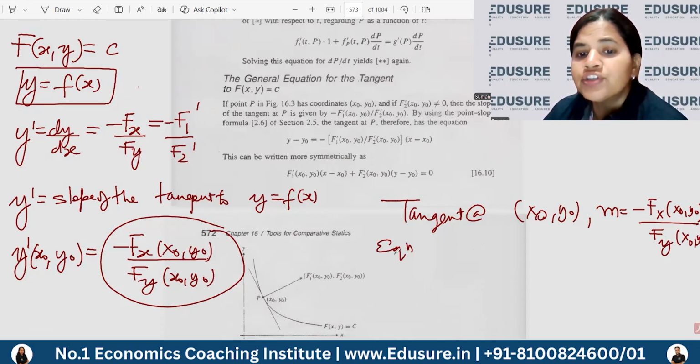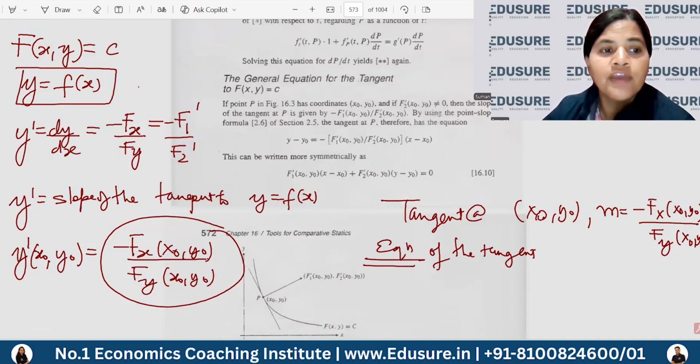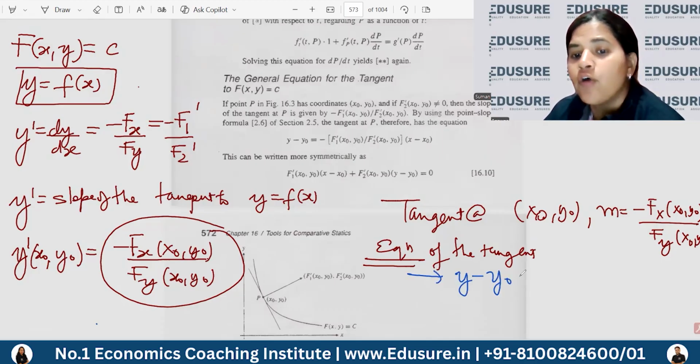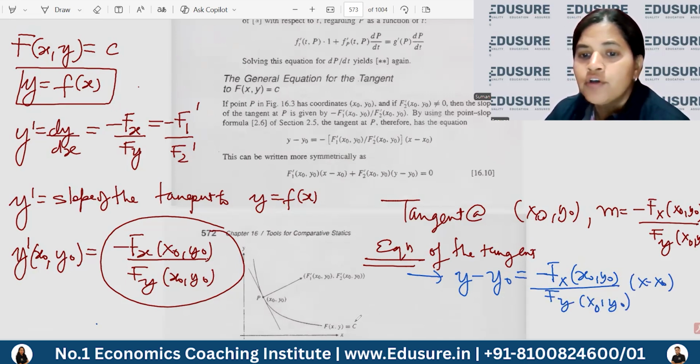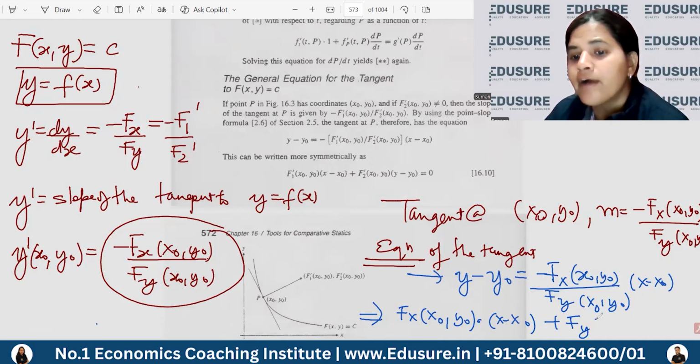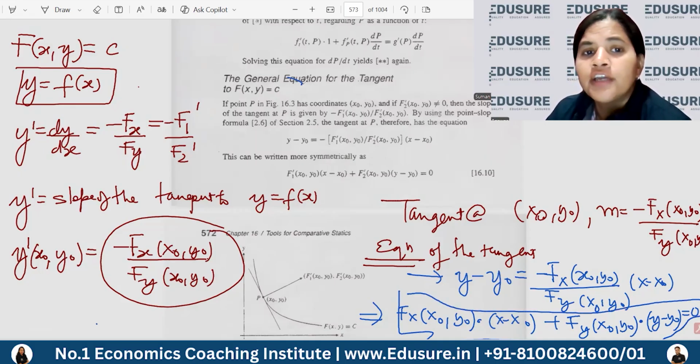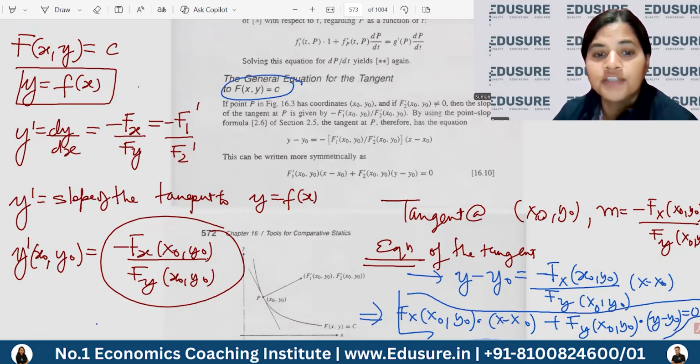So if you look at the equation of the tangent, how will you write it? If you remember the point slope form of a line, if a line passes through (x naught, y naught) with a slope m, its equation will be y minus y naught is equal to the slope, that is this, times x minus x naught. So if we simplify this, we will have fx at (x naught, y naught) multiplied by (x minus x naught) plus fy at (x naught, y naught) multiplied by (y minus y naught) is equal to 0. So this is the general equation of the tangent if a curve is of the form f(x,y) equal to c.